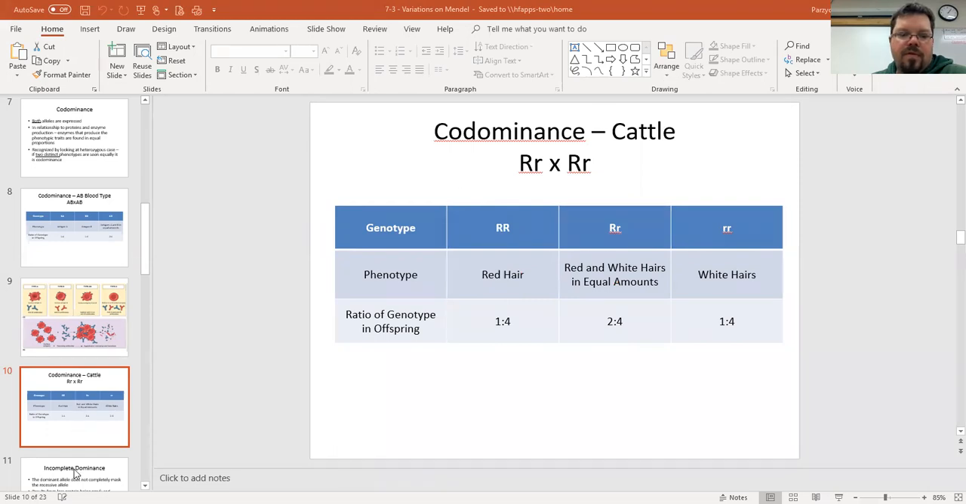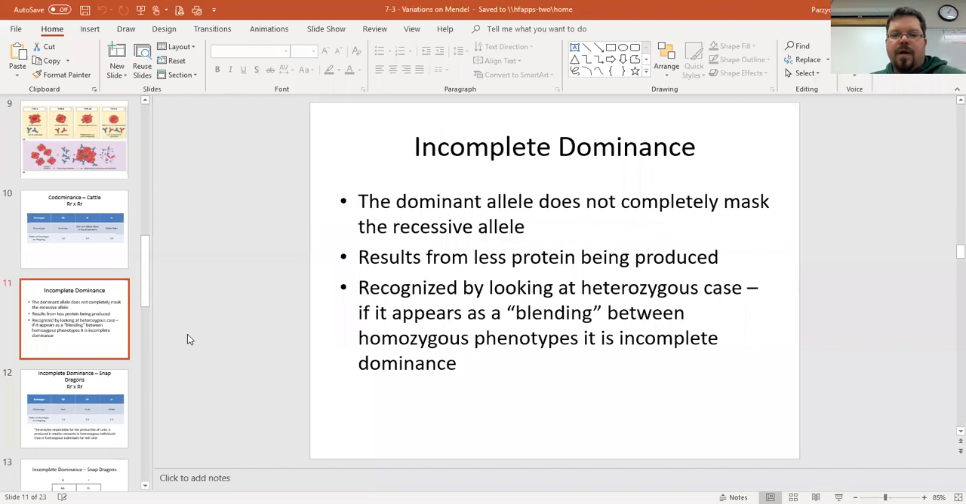And we'll go to the next. Now, another variation, related to codominance in some ways, but different. These are the two you've got to be careful about not getting mixed up: codominance and incomplete dominance. In incomplete dominance, the dominant allele does not completely mask the recessive allele.